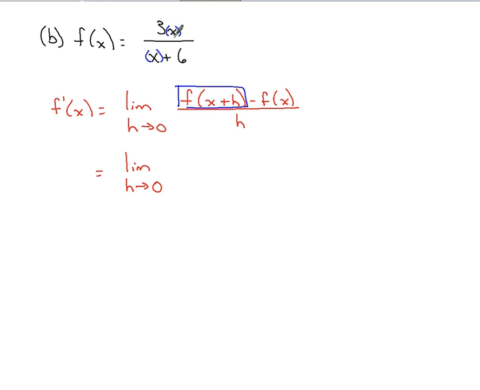So I'm going to plug in x plus h up here. I'm going to have 3 times that quantity of x plus h. That means I'm going to have 3x plus 3h. That's over, I replace this x with x plus h, so it's x plus h plus 6. We are subtracting. Now I have to substitute in for f of x. If I substitute in for f of x, I've got 3x over x plus 6, the original function. And that is all over h.